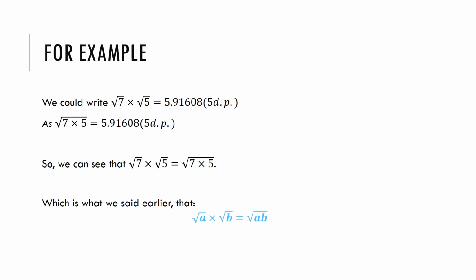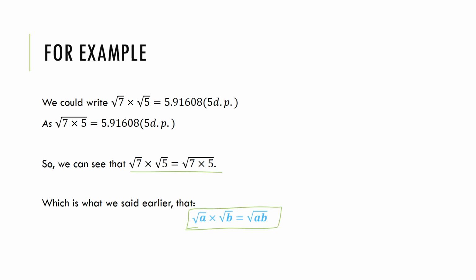And here's just an example which might help get your head around it a bit more. Here we've got the square root of 7 times the square root of 5, and it equals this number. Now, if we change this to make it the square root of 7 times 5, all square rooted at once, then we're going to get the same number. So we can see that this is the same, which is another way of writing our equation.